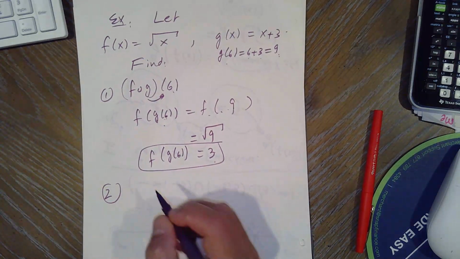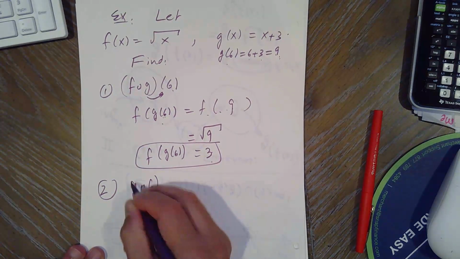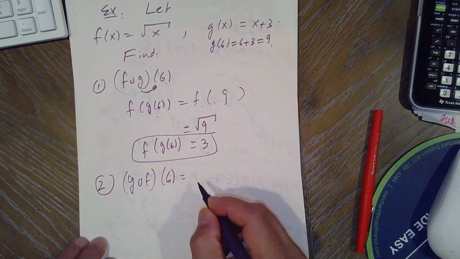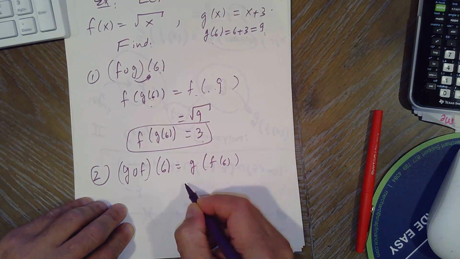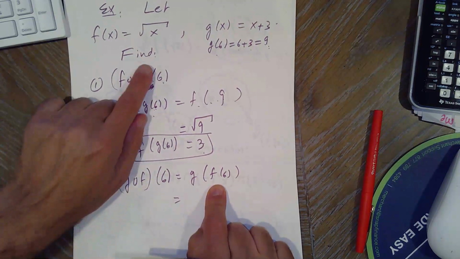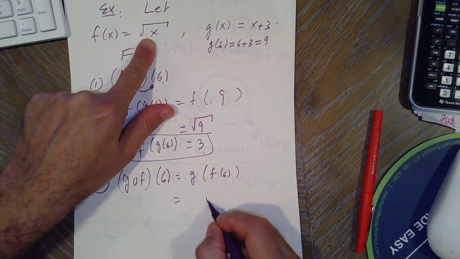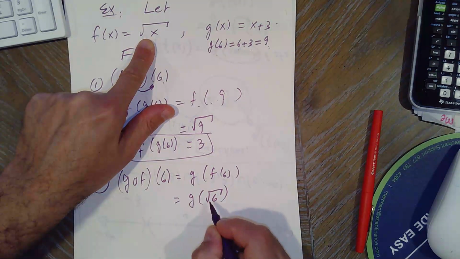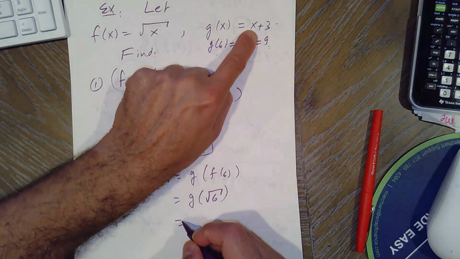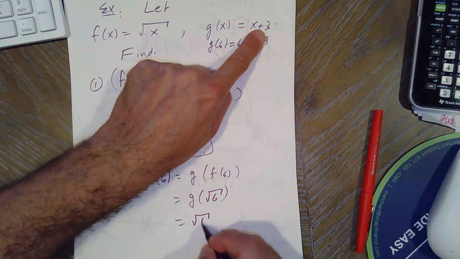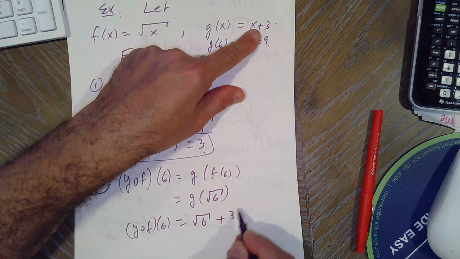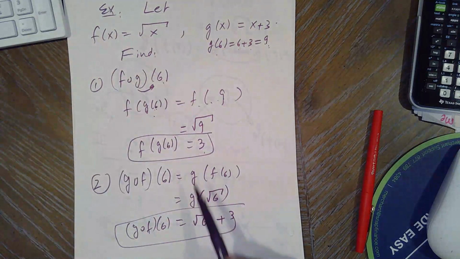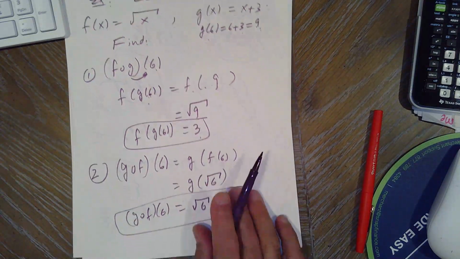Okay. Now let's reverse this. g composite f of 6. So it's g of f of 6. So we're going to plug the 6 first into f. It's going to give us square root of 6. And then we're going to plug that into g. So it's going to be root 6 plus 3, which is definitely different from number 1. Okay, so reversing the functions doesn't give you the same answer.